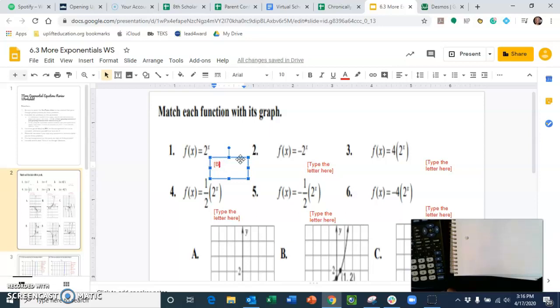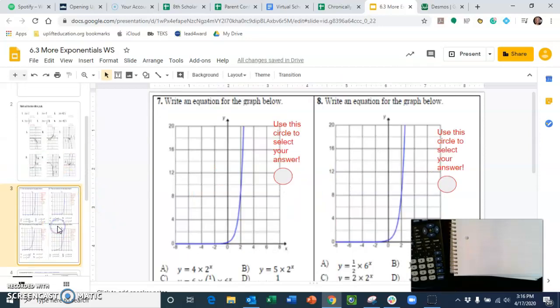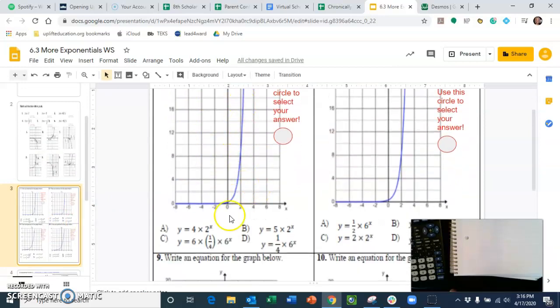Okay, that's how you'll select your answer. So you're just going to be typing into these little boxes. Now let's go down to number 7. It says write an equation for the graph below. Okay, so now it gives you the graph and you're asked to pick which function. Now you can reason through it one of 2 ways. You can take a look at the graph right here and decide where the asymptote is, and eliminate answers based off of that. Or you can graph these equations and see which one matches up with your graph.